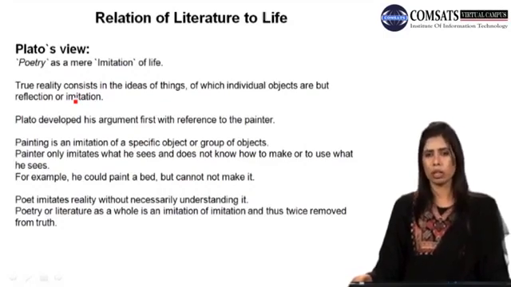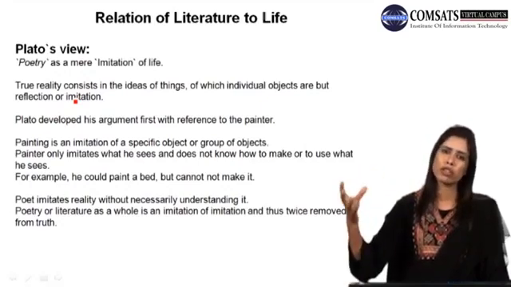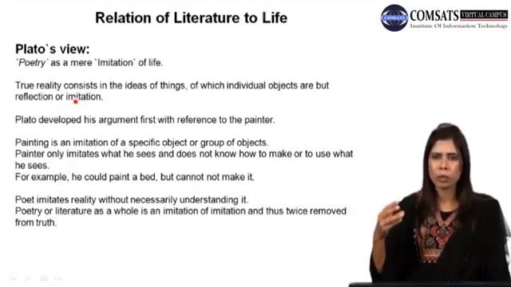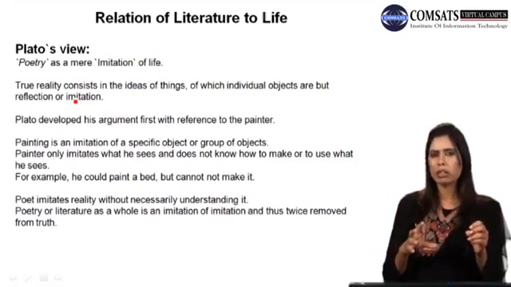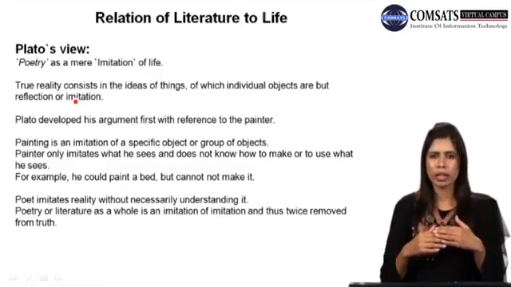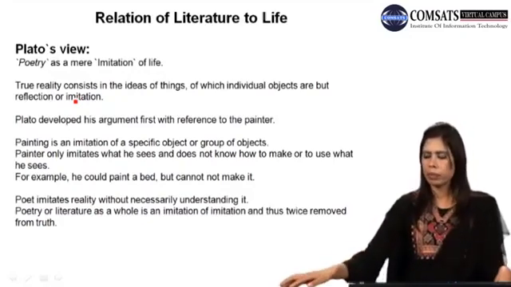So basically he is trying to say that literature or poetry is not based on truth. That is only about the imitation of the imagination, and that is twice removed from truth. So truth lies somewhere else, not in literature and poetry. Everything is based on lies according to Plato. So that was basically his view of looking at literature, and then I gave you an example of the painter as well, and then the comparison of painter and poet.